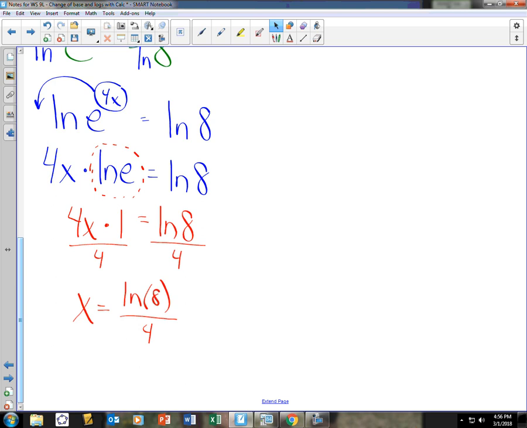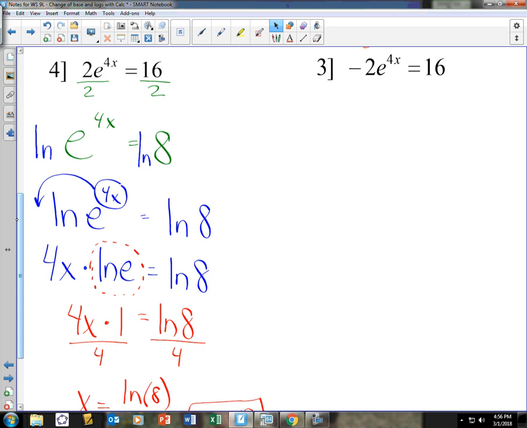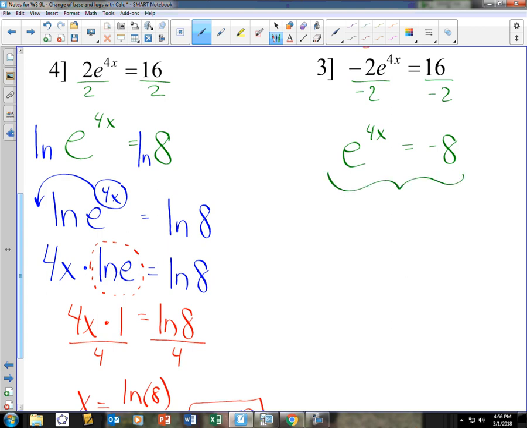All right, and our last problem here, very similar. Wow, surprisingly similar. Okay, let's maybe start the same way. How about we divide both sides by -2? So then we've got e to the 4x is equal to -8. Now, let's think about this for a second. It's sort of equivalent to a 2.7-ish number raised to some exponent is going to become a -8.